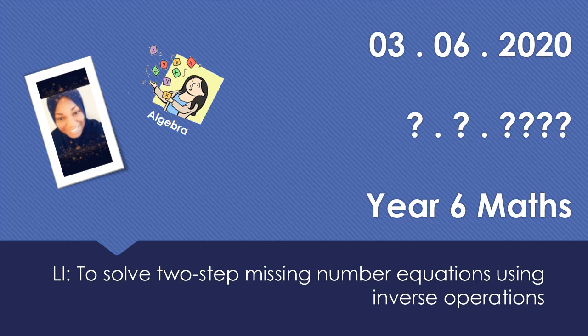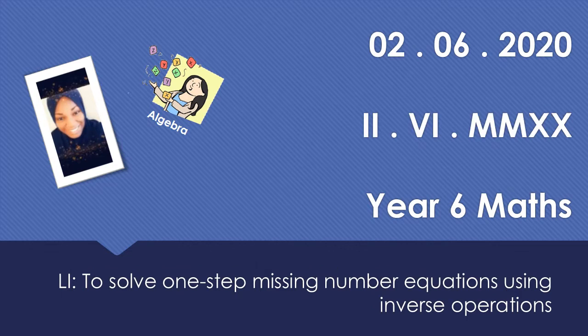Today is Wednesday, the 3rd of June 2020, and today we're going to be looking at solving two-step missing number equations. And again, we're going to be using inverse operations and our balancing scales to help us. So I'd like you to write down today's numerical date, the date in Roman numerals, and our learning intention. And then we'll get started.